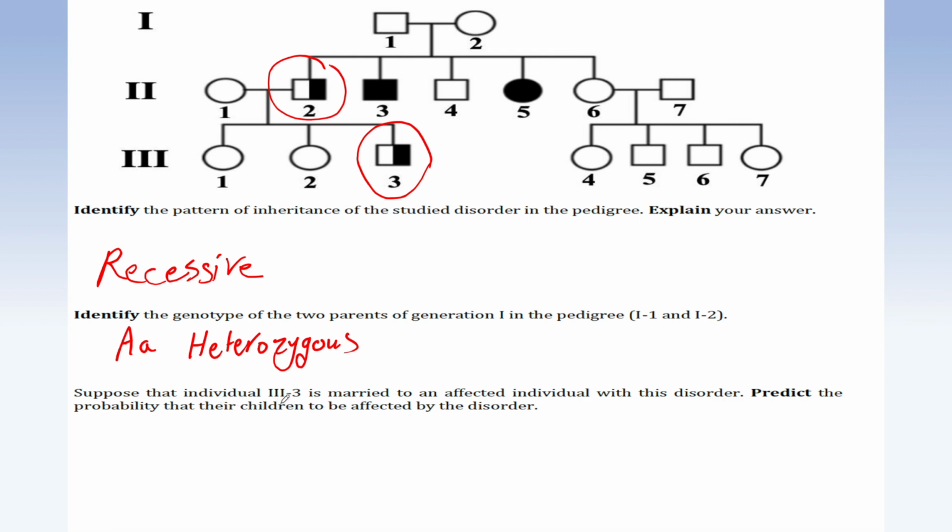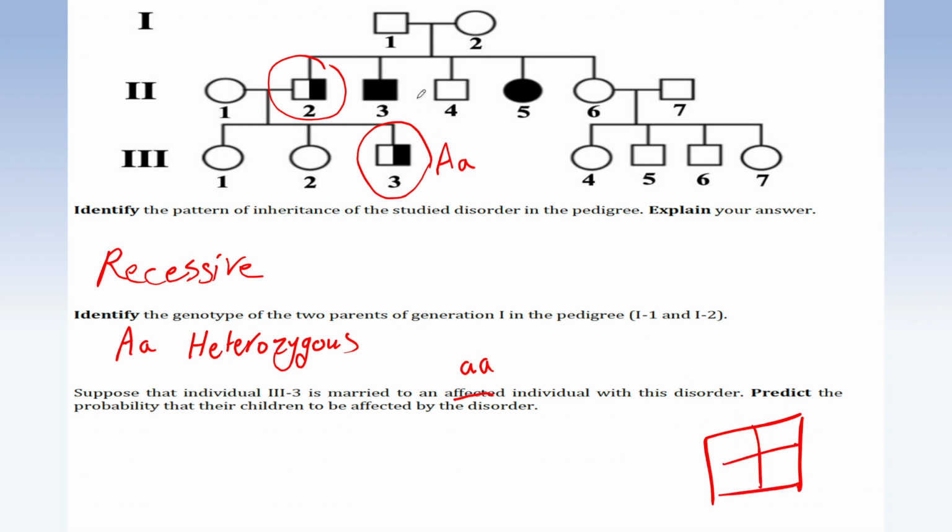Let's do question number 3. Suppose that individual generation 3, number 3, the carrier male, so directly I will write the genotype beside it, capital A small a, because it's heterozygous, is married to an affected individual. What does that mean? Affected here means homozygous recessive individual with this disorder. Predict the probability that their children will be affected by the disorder. Directly, I will draw the Punnett square in a simple way.